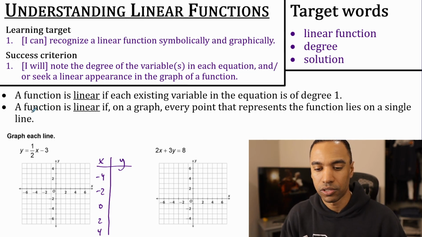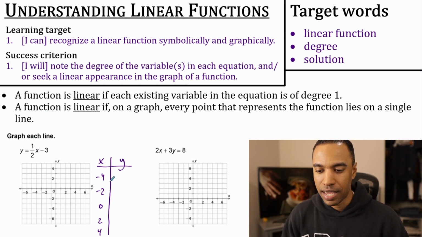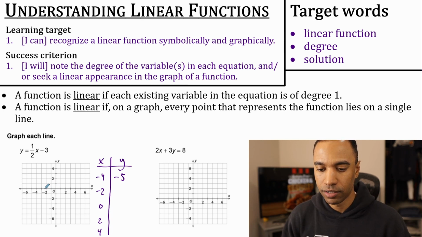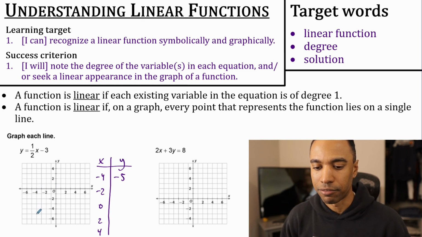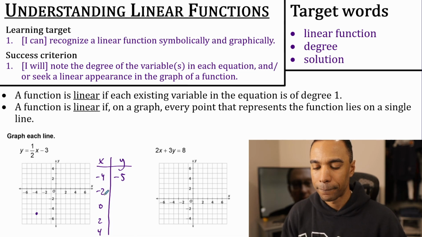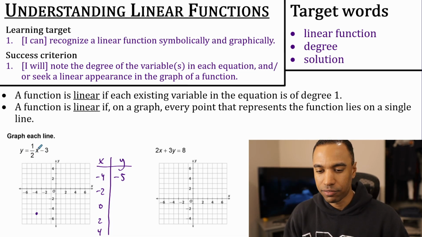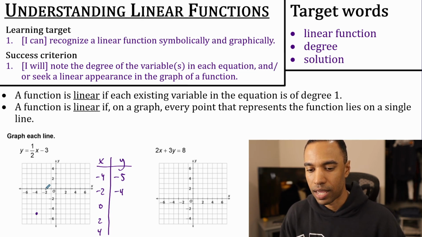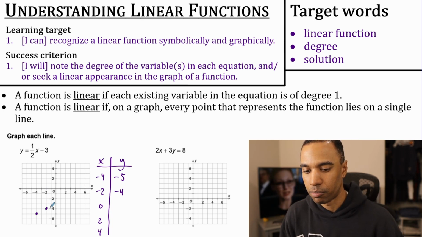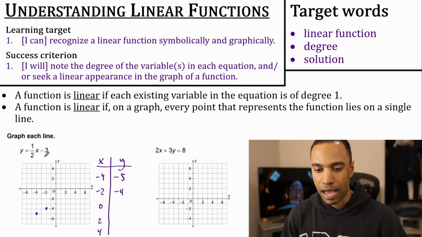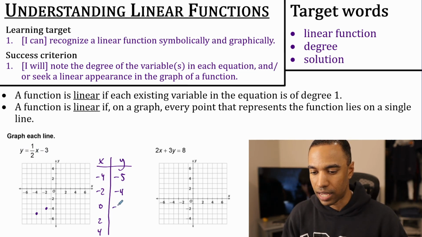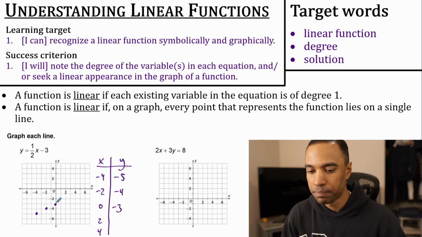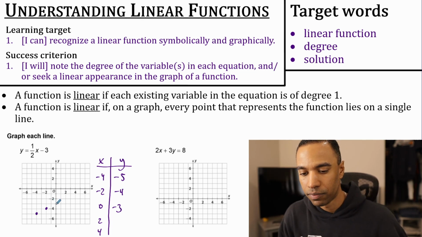And then I'm going to plot those points. Half of -4 is -2. -2 minus 3 is -5. So there's a point on my graph that is -4, comma, -5 right here. Okay. Substitute -2. Half of -2 is -1. Minus 3 is -4. So -2, comma, -4 is another point on this graph. Half of 0 is 0. Minus 3 is -3. We plot right there.